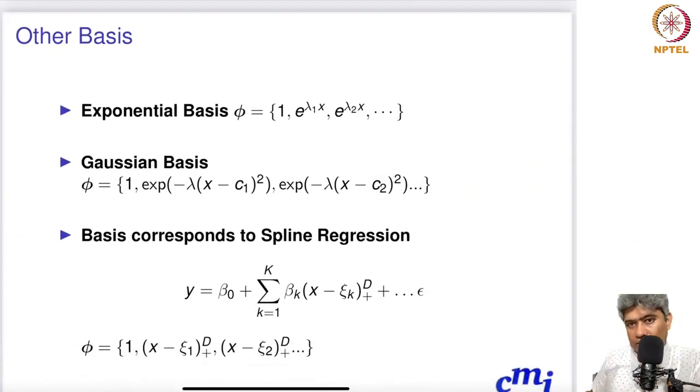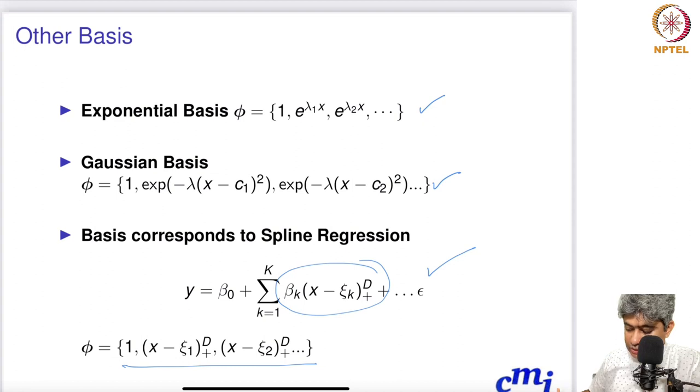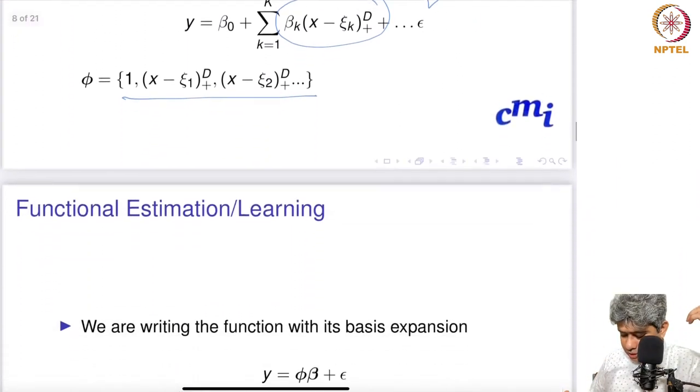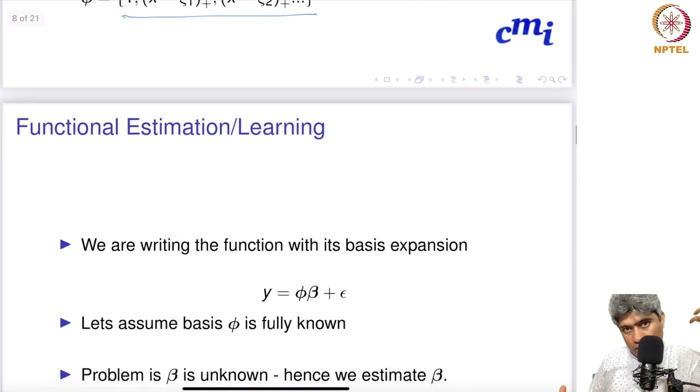What are the other basis functions that we can consider? We can consider something called exponential basis, Gaussian basis, and the basis which corresponds to spline regression. So there are different kinds of bases which you can use for modeling your data.